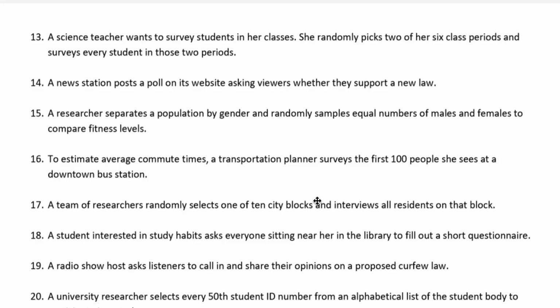16. To estimate average commute times, a transportation planner surveys the first 100 people she sees at the downtown bus station. This will be a convenience sample because she only surveys the first 100 people she saw.